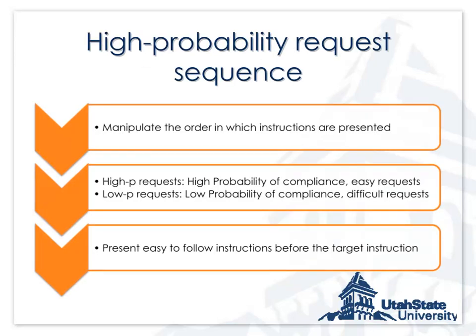The high probability request sequence is a strategy that consists of manipulating the order in which instructions are presented. Instructions can be separated as two types. Either they are easy to follow with a high probability of compliance, or they can be difficult or new tasks, and these are low probability requests. Presenting a series of easy requests before presenting the target instruction, the low probability request, makes this individual less likely to engage in problem behavior.